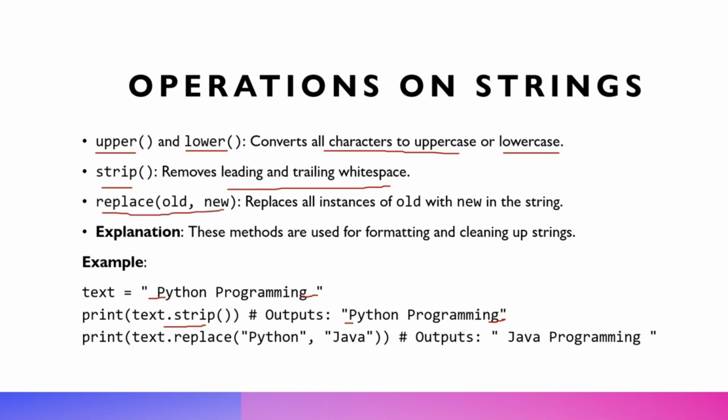Replace method. It is used to replace old instances with new ones in the string. In this example, we are replacing Python with Java. In the output screen, you can see in place of Python, we are getting Java programming. You can also see the leading and trailing white spaces here, as we have not used the strip method.